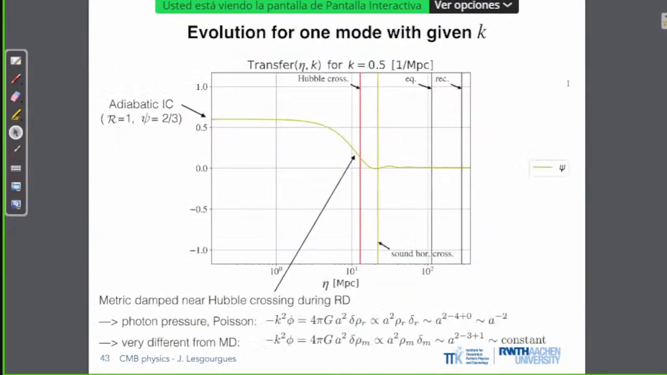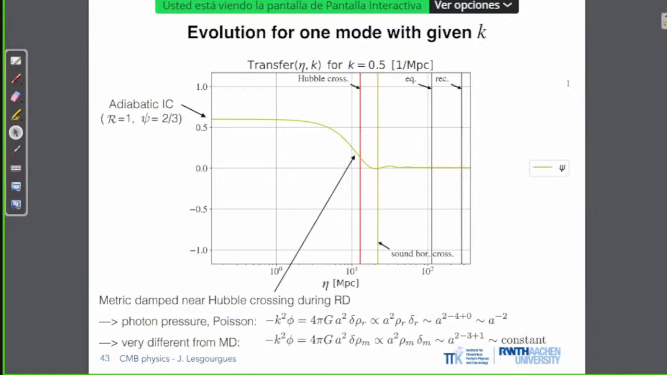Good. Now we are going to look at the typical evolution of one mode with a given wave number k. So in all the next plots, in our vertical axis, we will have transfer functions. You remember transfer functions depend on time and k, but we have fixed k. I've used a given value here. Later we will see what happens for other values. And this is time growing from some time before photon decoupling until today.